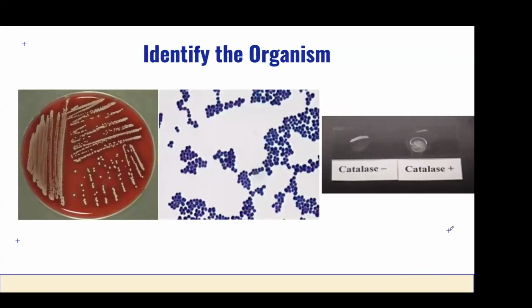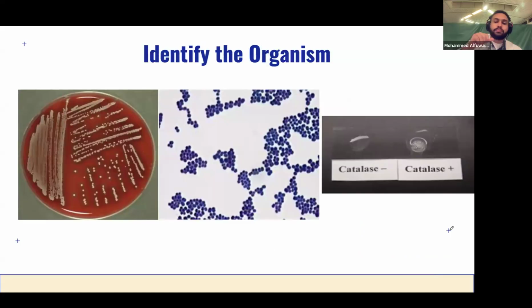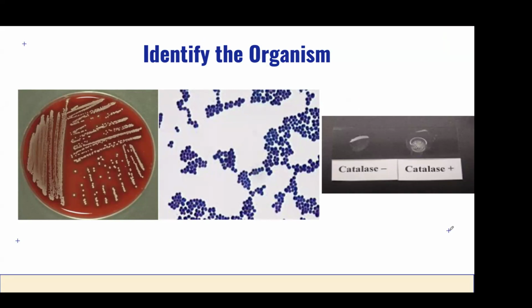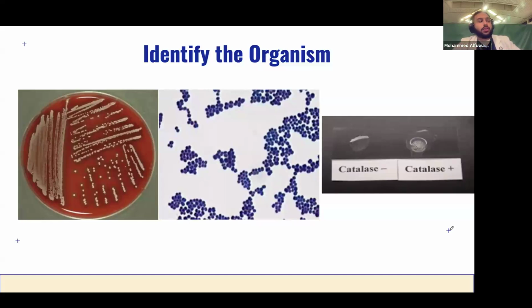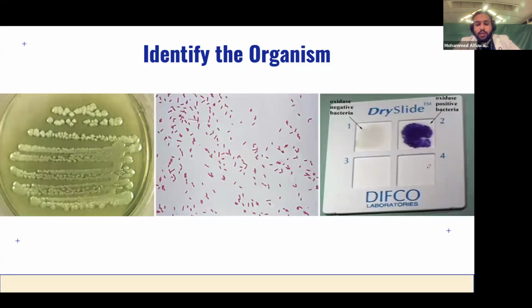Yes. What's this organism? Staph aureus. Excellent. This is a gram-positive cocci in clusters. It's beta hemolytic, it's coagulase positive, catalase positive organism. Staph aureus.